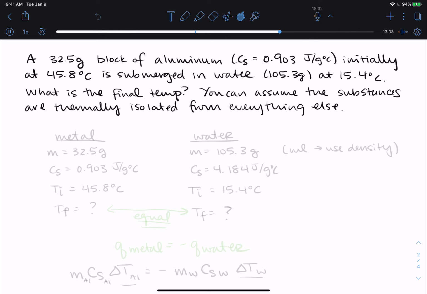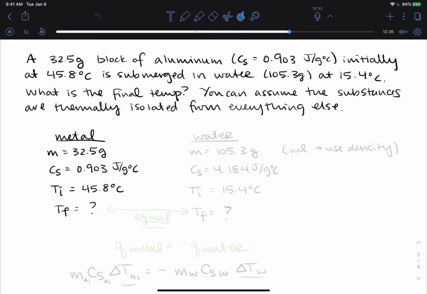of problem. So we know that we have a piece of metal and it's at some temperature, it's going to give off heat. The mass of that metal is 32.5 grams. The specific heat capacity, which is given in the problem, is 0.903 joules per gram degree C. The initial temperature is 45.8 degrees C, and the final temperature is unknown. This is what we need to solve.